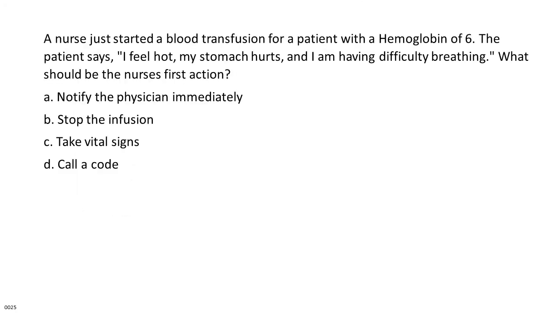A nurse just started a blood transfusion for a patient with a hemoglobin of 6. The patient says, "I feel hot, my stomach hurts, and I am having difficulty breathing." What should be the nurse's first action? A. Notify the physician immediately. B. Stop the infusion. C. Take vital signs. D. Call a code.